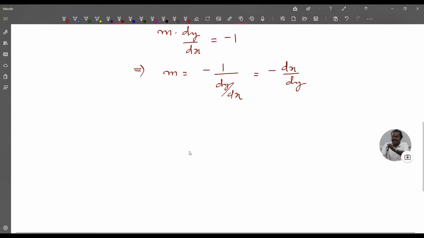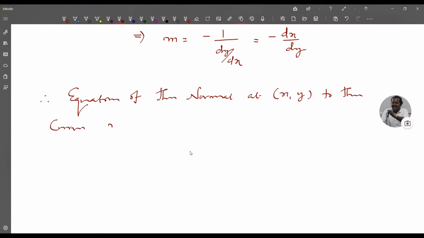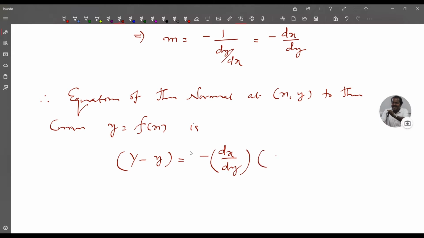Therefore, equation of the normal at (x, y) to the curve y equal to f of x is y minus little y equal to minus dx by dy into x minus little x, where capital X, capital Y is a point on the normal.